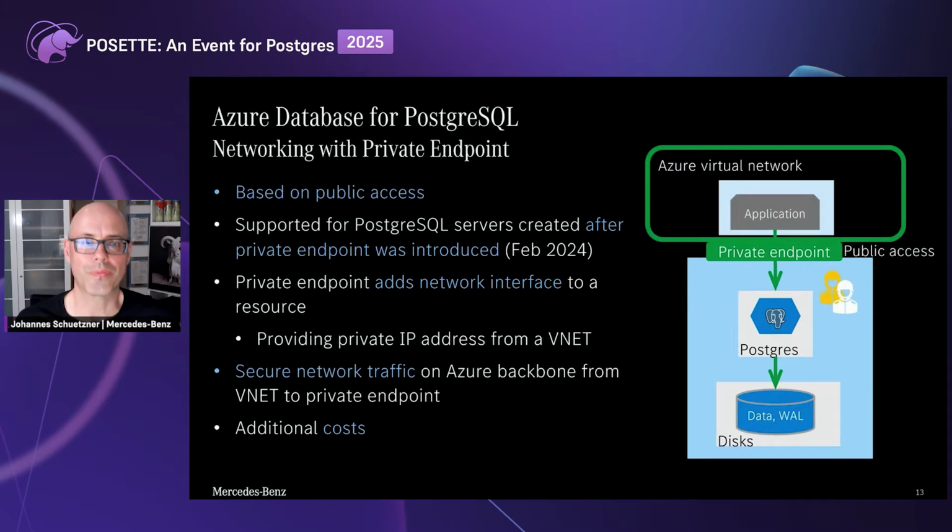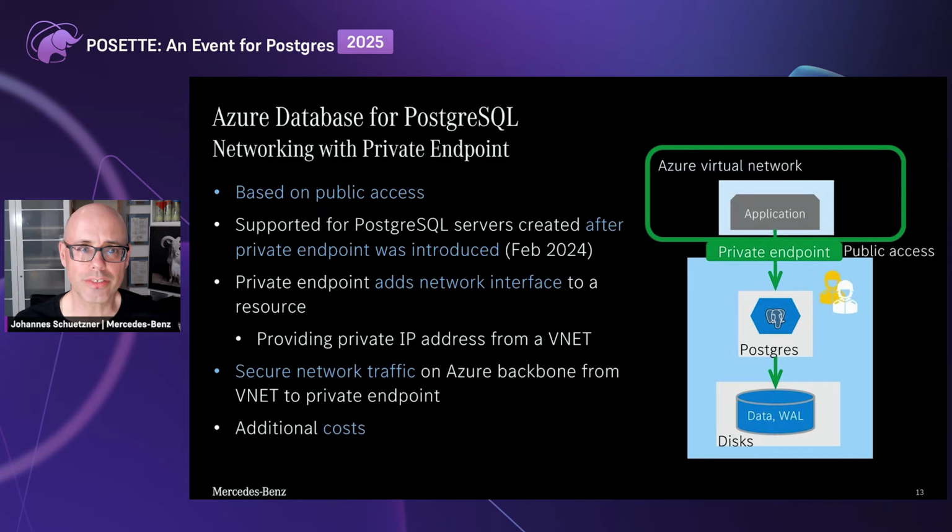Okay, so now the latest addition in this space is Private Endpoint, and this is basically a variation of the public access connectivity method that I described earlier. It is a recent enhancement. It was introduced in February 2024, and it is supported for all Azure Postgres servers that were created after this time. So not for the older ones, but for all the Postgres servers that were initially deployed after February 2024, you can use it.